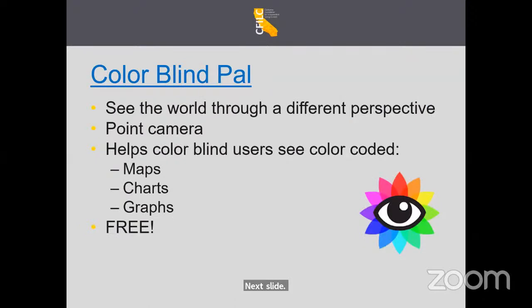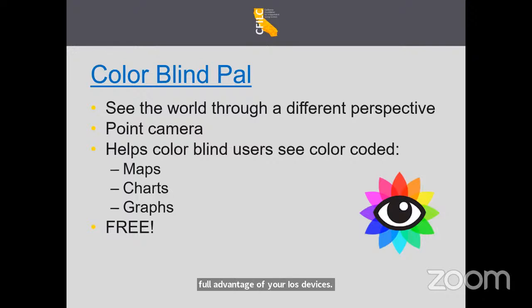Colorblind Pal is another great accessibility app designed to help people that are colorblind see colors and help people without vision-based disabilities understand what it's like to be colorblind. It allows all users to see the world through a different set of eyes. On this slide, we have the app icon for the Colorblind Pal app.